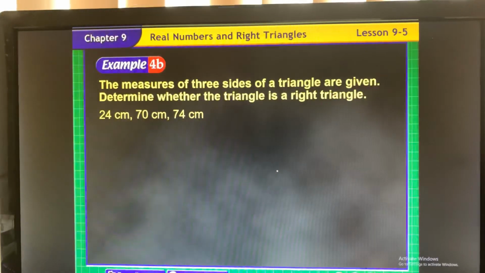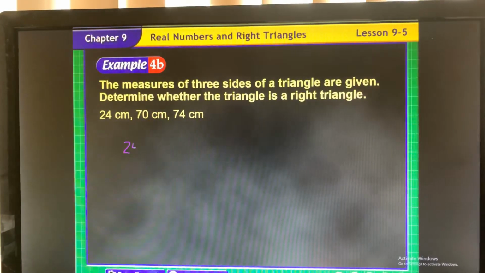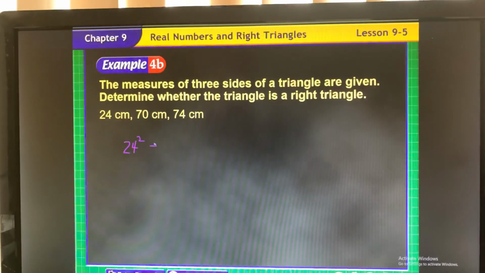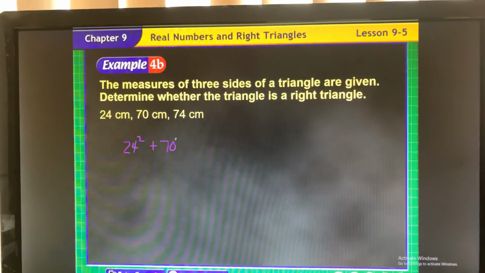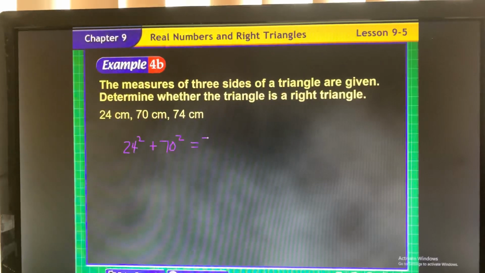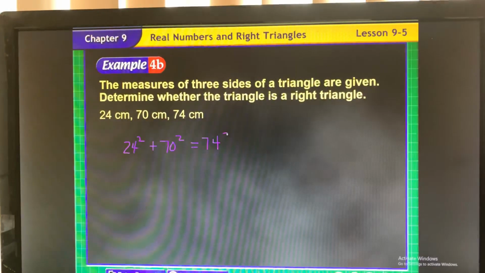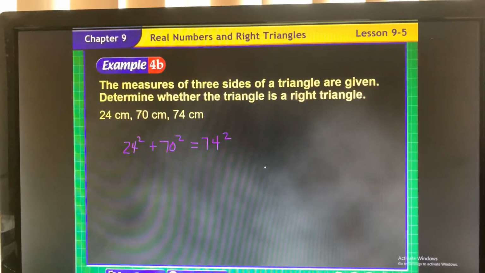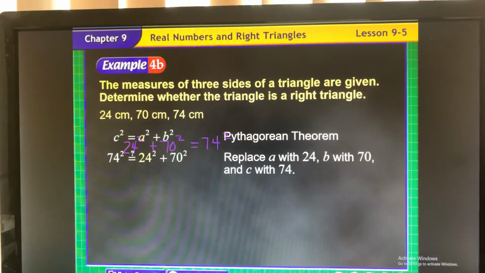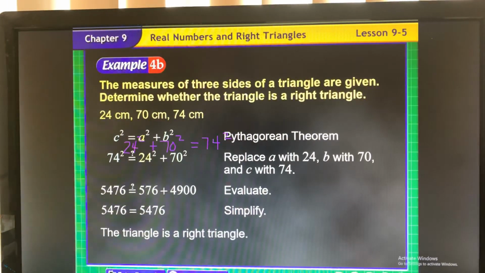Let's try it again. So in this case, we would have 24 squared plus 70 squared equals 74 squared. So you want to see if those are equal when you do them out. And in this case, you would see that they are, and therefore it is a right triangle.